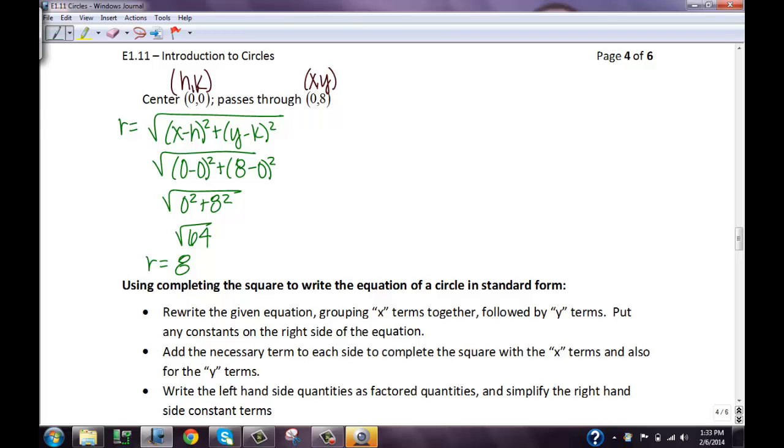Now that I know my radius and my center was already given to me, I just use those two values and plug them into the standard form of my circle.